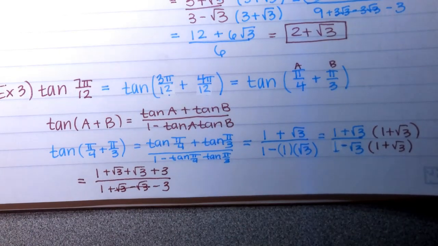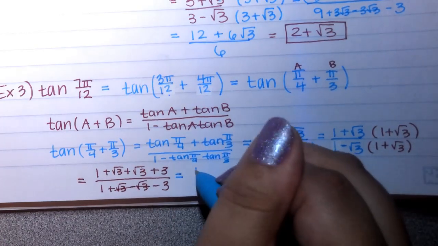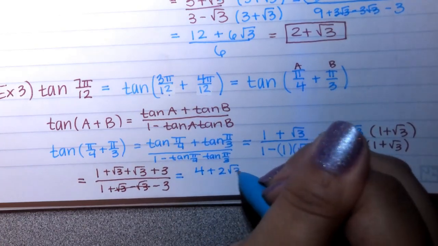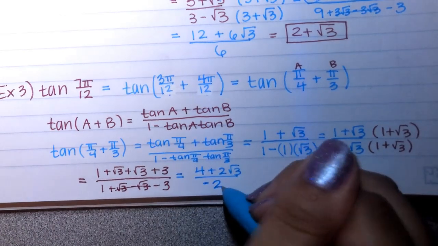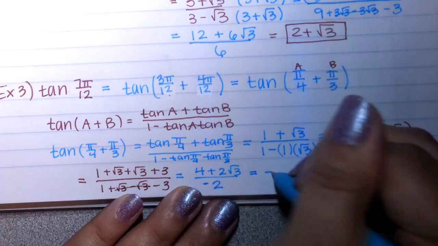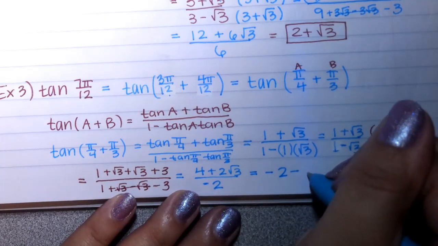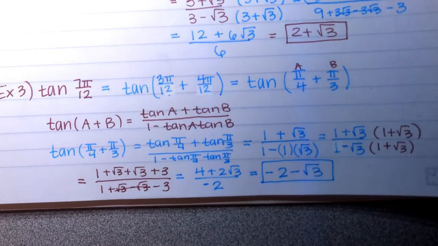what do I end up getting here? I get 4 plus 2 square roots of 3 up top. What do I get in the bottom? 1 minus 3, which is negative 2. And when I reduce that, what do I end up getting? Negative 2 minus root 3. That is, in my opinion, as difficult as this gets.